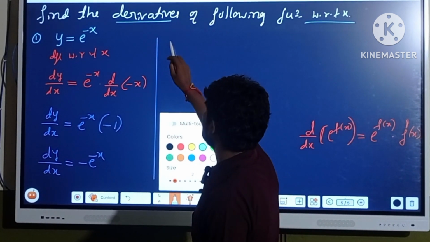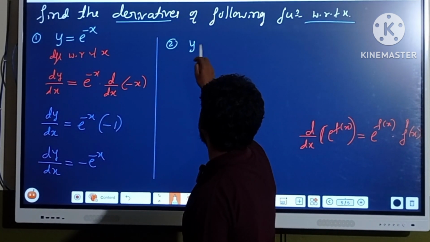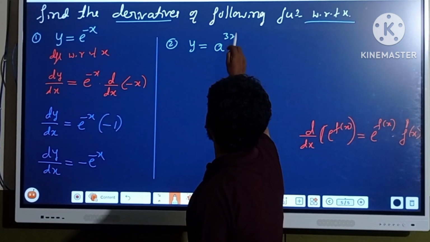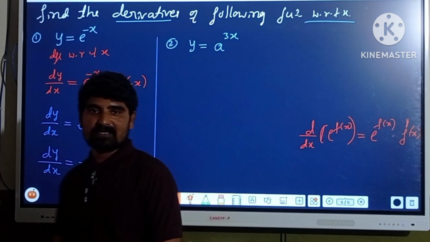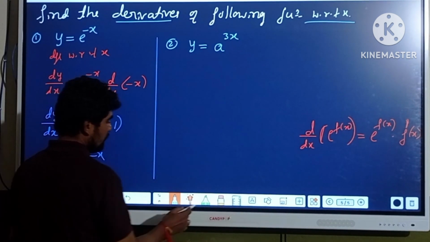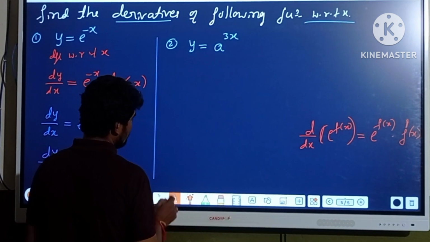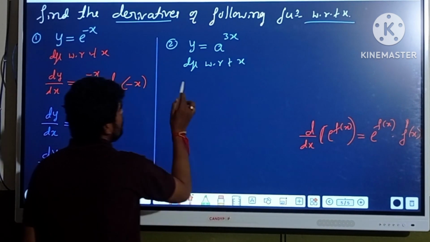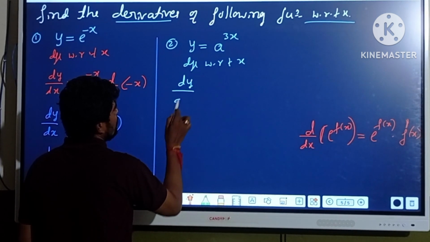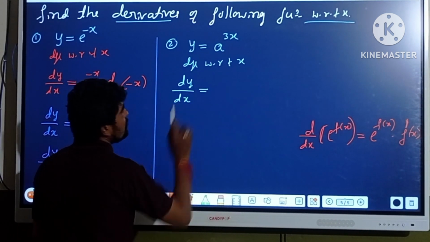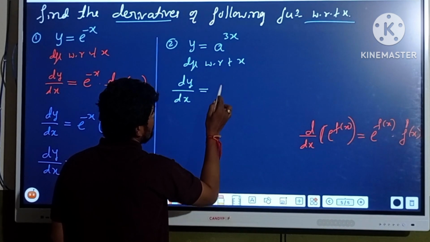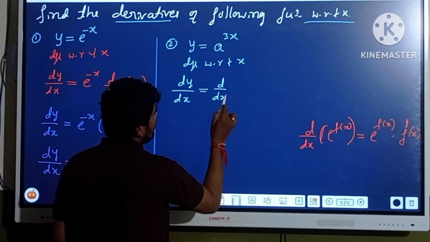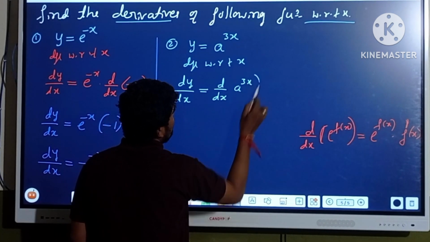Suppose y is equal to a power 3x, then find dy by dx. So differentiate this with respect to x. Derivative of y with respect to x is dy by dx, which is equal to derivative of a power 3x.